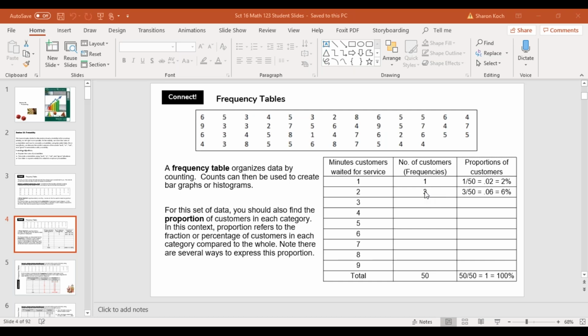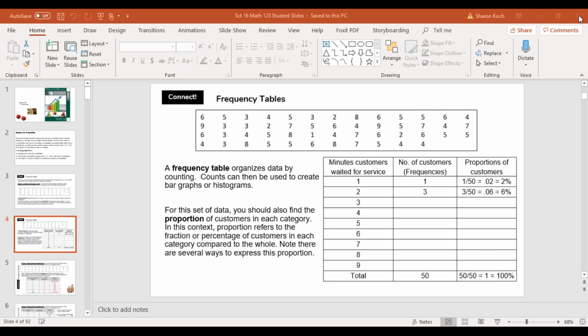Now, the proportion of customers is basically how many people waited 1 minute out of the total number of pieces of data. If we look up here, there are actually 50 pieces of data. So 50 people were asked how many minutes they waited in line at the fast food restaurant. What we're going to do is take the part out of the whole to find the proportion of customers that waited a certain number of minutes here.